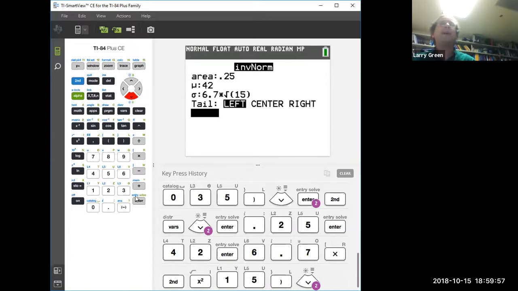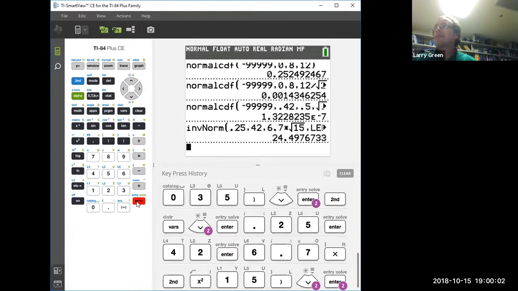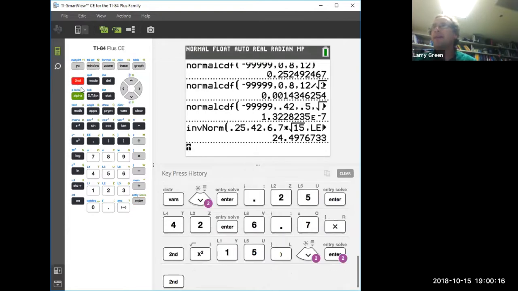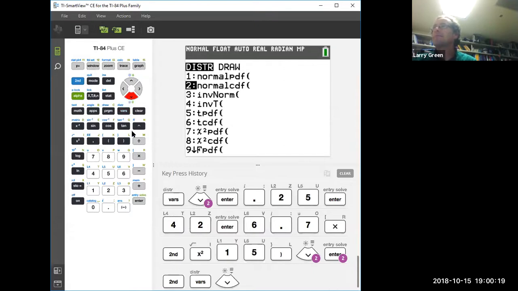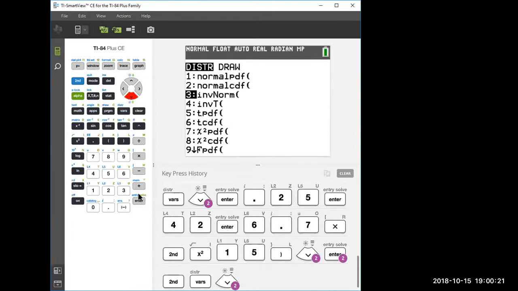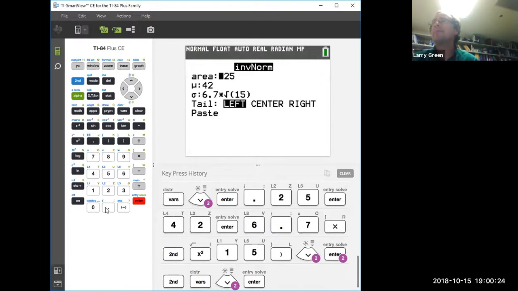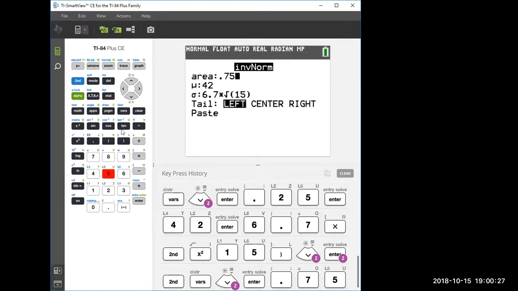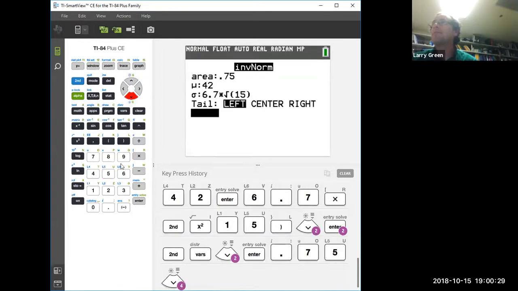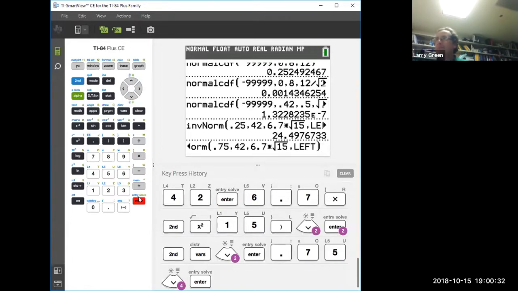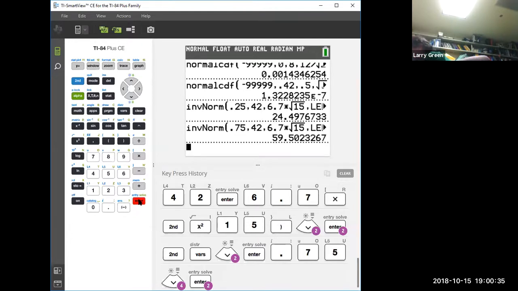Can I hit paste? Everyone good? Okay, and there we have it: 24.5 to 1 decimal place. Then I do the same thing for the other one. I do inverse norm with changes this time: 0.75, and everything else is the same. 59.5. Yep, 59.5.